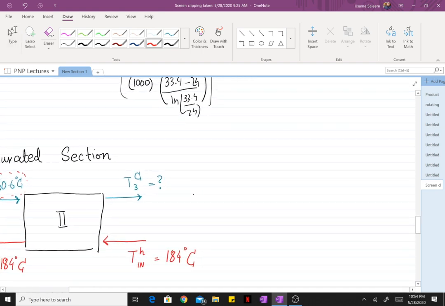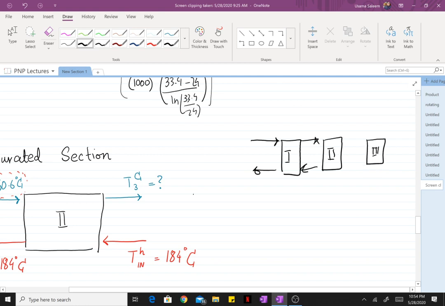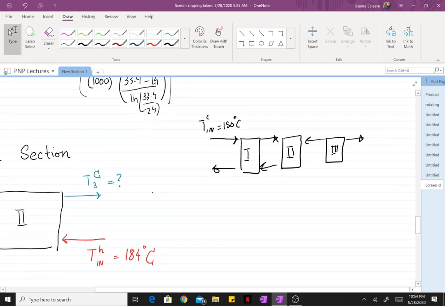So just a small recap of what our heat exchanger configuration was looking like, the information that we were starting off with. Section 1 was our subcooled section, section 2 is our saturated section, section 3 is our superheated section. We know that our process stream must enter at 150 degrees Celsius, and the heating requirement, it must exit at a temperature of 180 degrees Celsius. We don't know these intermediate temperatures.